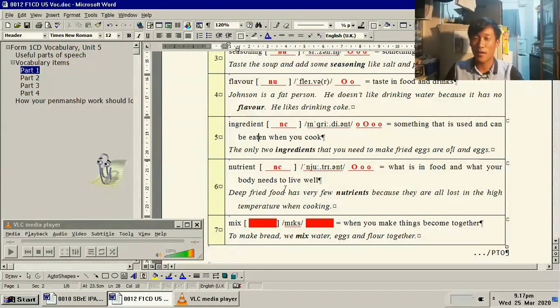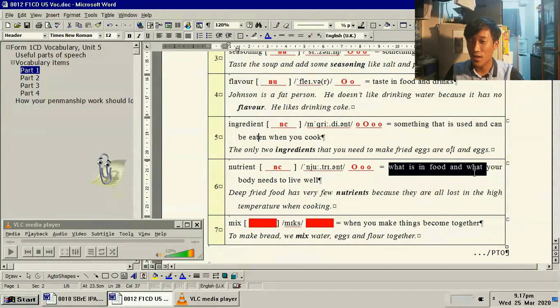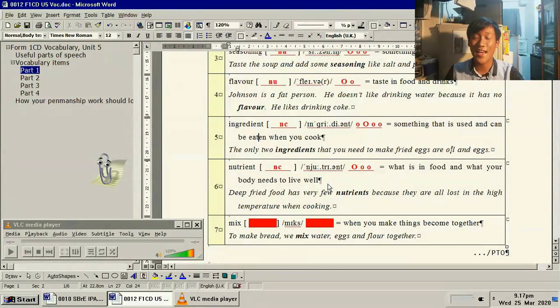Okay, for example, the things that you can buy from McDonald's, like French fries and chicken. Okay, they are deep fried using a lot of oil. Okay, has very few nutrients. Okay, has very few what is in the food and what your body needs to live well. Okay, for example, vitamin A, vitamin B, C, or D. We have lots of vitamins and other things. We call them nutrients. So has very few nutrients.